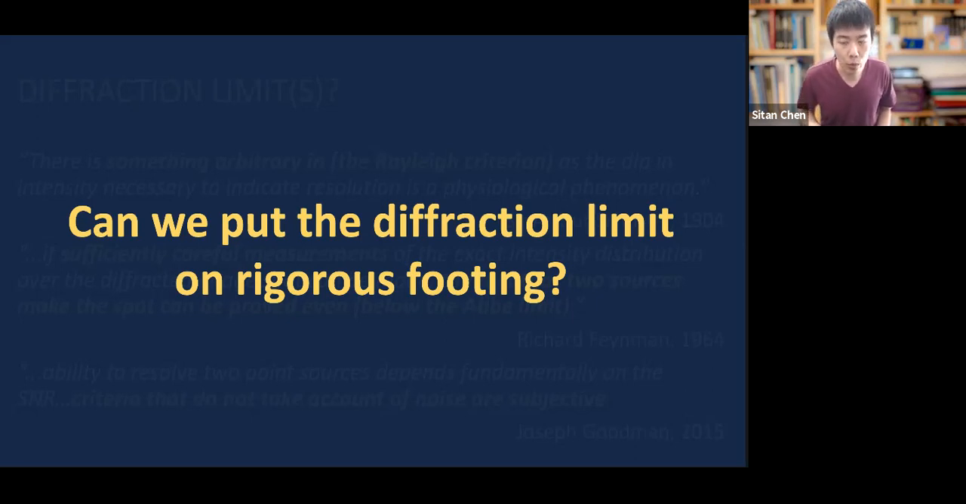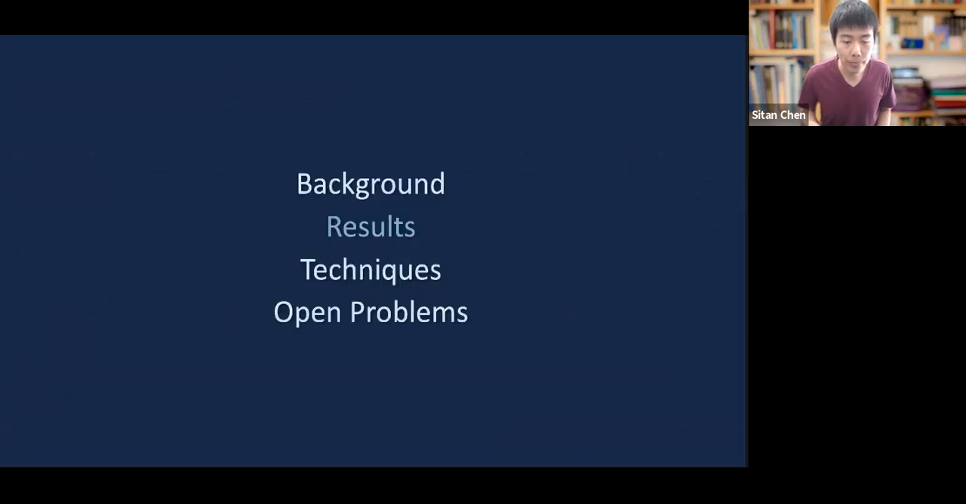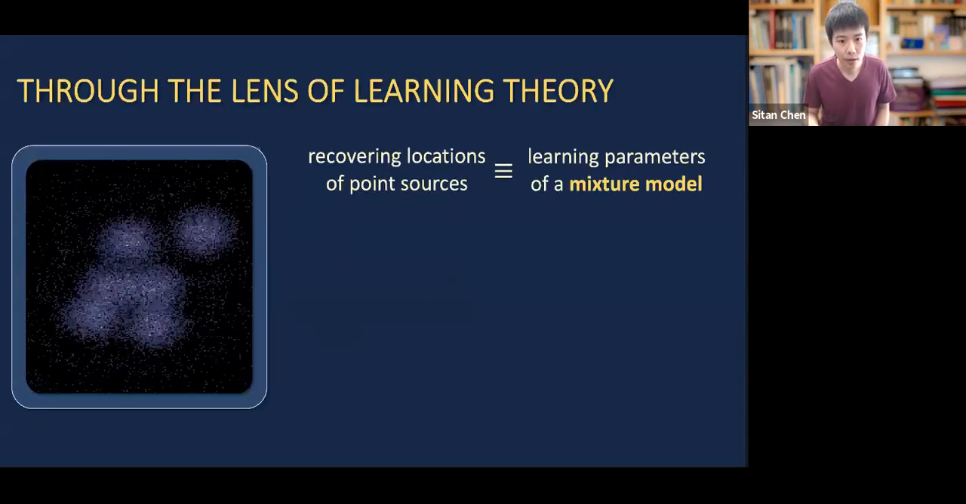So now let me turn to what we actually show. And to put things into context, I want to spend a bit of time motivating the results from the standpoint of a topic that should be more familiar to this audience, which is mixture model learning. So if I give you some image that consists of photons sampled from a bunch of different Airy disks, this is something that I would see in a microscope or a telescope.